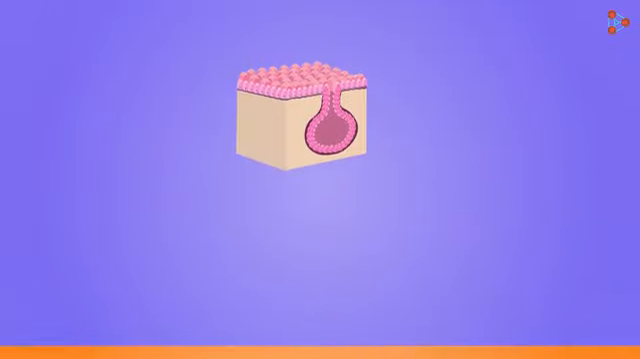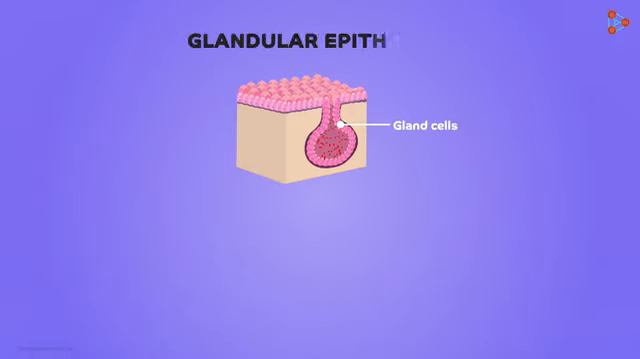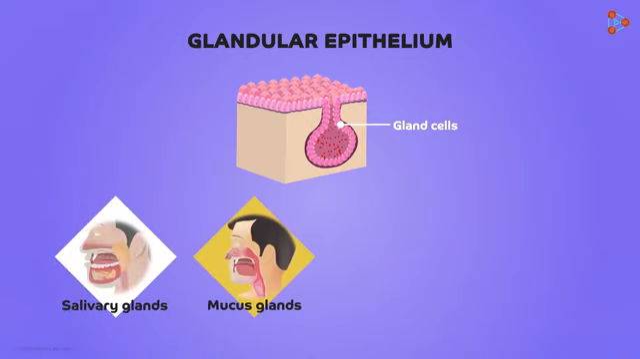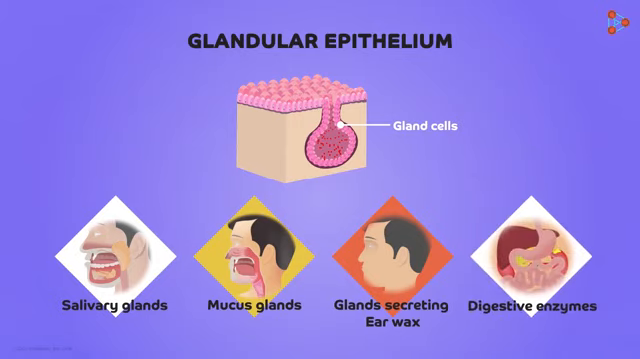glands. Lastly, we also find certain specialized modifications in these cuboidal cells. They attain the capacity to secrete important substances in the body. These are simply formed by inward folds in the cuboidal cells. The cells are called gland cells and the tissue is called glandular epithelium. So where will we find them? Yes, those parts involved in secretions like the salivary glands, mucus glands, gland-secreting earwax, mammary glands, and also the glands producing digestive enzymes. Well, with this, we come to the end of the types of epithelial tissues.